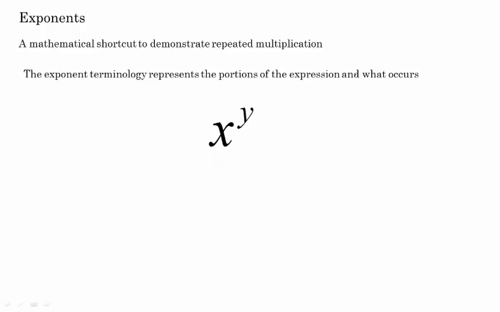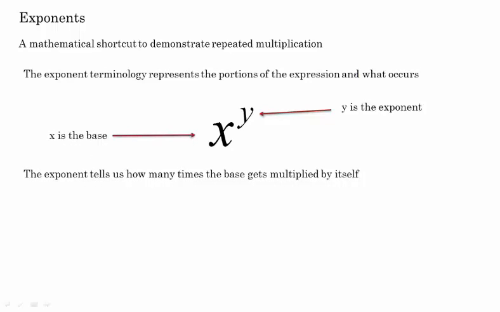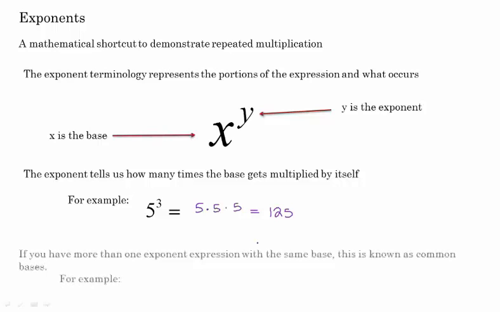So here we have a term with an exponent. The y is the exponent, and the x is the base. The exponent tells us how many times the base gets multiplied by itself. So for example, 5 to the third, that's not 5 times 3, that's 5 times 5 times 5. So we multiply 5 3 times, and that gives us 125.